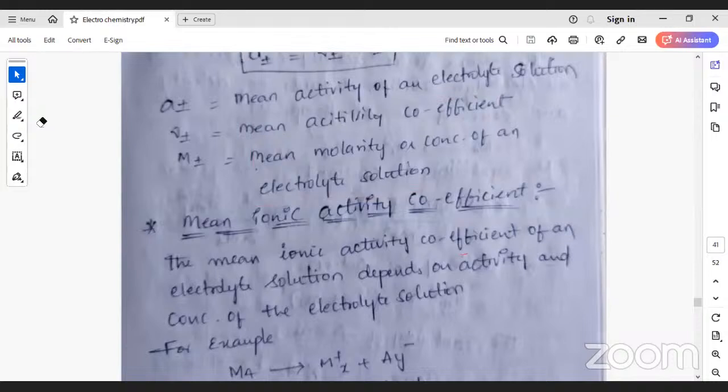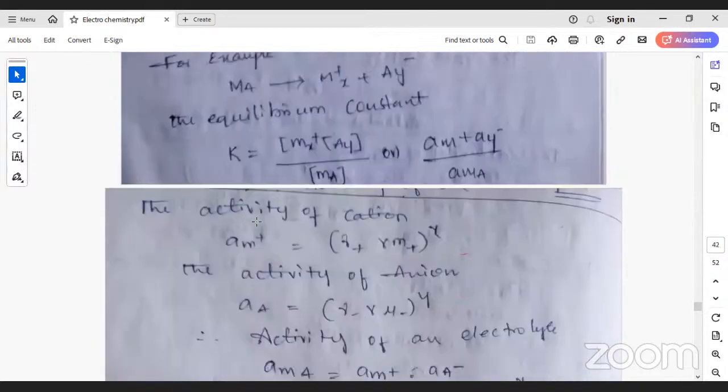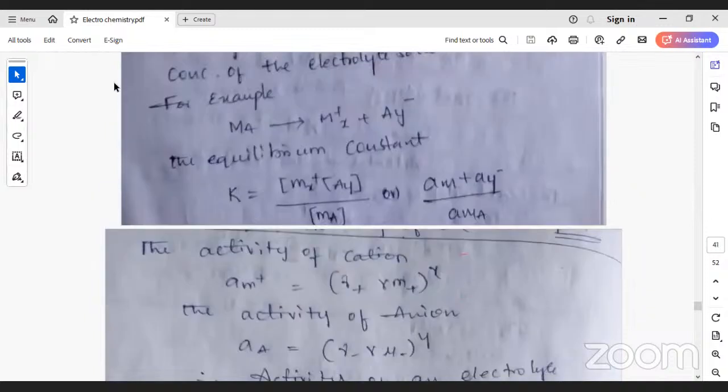Then we will see the mean ionic activity coefficient, that is gamma plus or minus. With the help of this equation, MxAy is converted to x M plus plus y A minus, where x and y are the coefficients. MA is the electrolyte, M is the cation, and A is the anion. The equilibrium constant K equals activity of M plus to the power x into activity of A minus to the power y, divided by activity of MA.